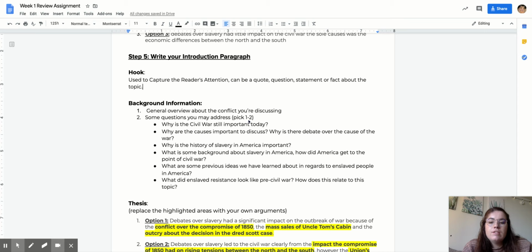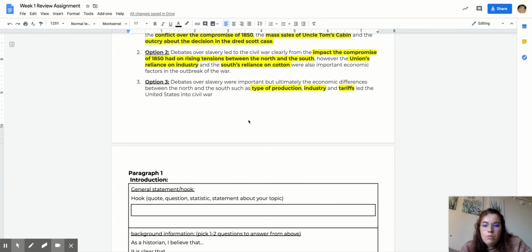How did America get to the point of civil war? What are some previous ideas we've learned about in regards to enslaved people in America? And what did enslaved resistance look like pre-Civil War, and how did this relate to the topic? So these are some things that can tie in previous knowledge that you have to this essay that will make it really interesting for your reader and make them want to continue reading your essay, which is what you want. And so the hook will go here.